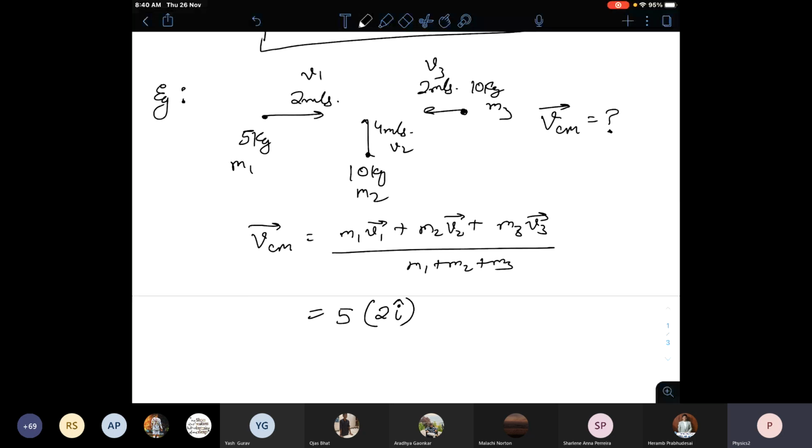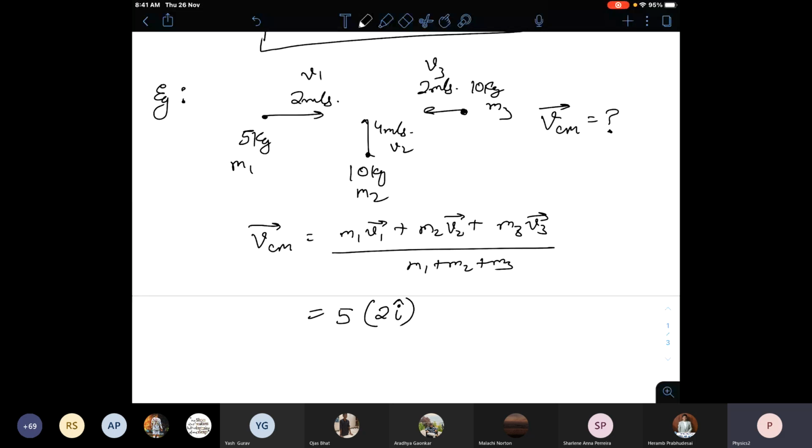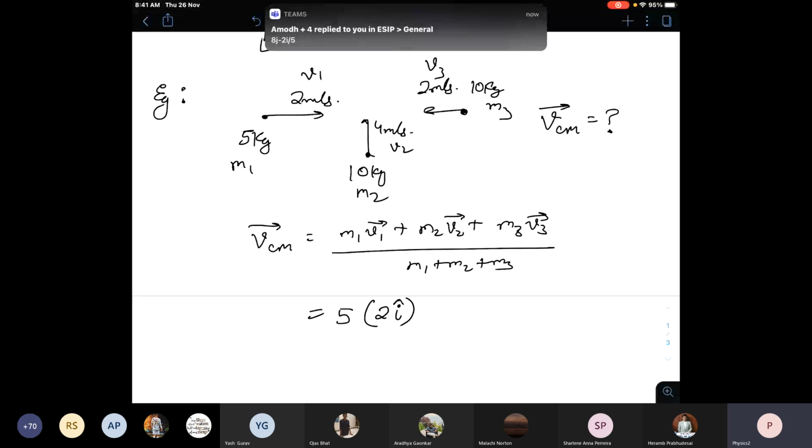I need to keep my velocities, not speeds. Almost every time you have to keep velocities only. You don't need to calculate speeds. We always calculate the motion of center of mass with velocity, because direction has an important role to play. So you always need to be careful about the direction of the velocity. You have to always think about that.